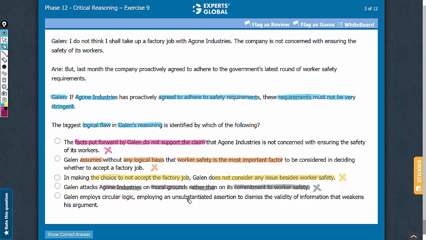Answer choice E. This answer choice talks about circular reasoning and says that the first person employs an unsubstantiated assertion to dismiss the validity of information that weakens his argument. Yes, paraphrasing this answer choice would mean that the first person employs circular reasoning and makes an unsubstantiated claim while dismissing the validity of information offered by the second person, which is what happens in the dialogue because the first person's view is countered by the second person and the second person offers the evidence regarding the adherence to the government's safety requirements, but the first person simply ignores that evidence and says that those requirements must not be stringent if the company has agreed to adhere to them. So this answer choice correctly identifies the flaw in the reasoning. E is the correct answer choice.